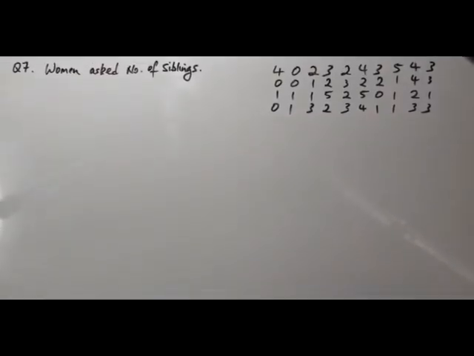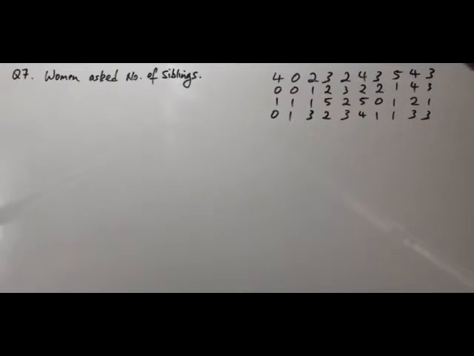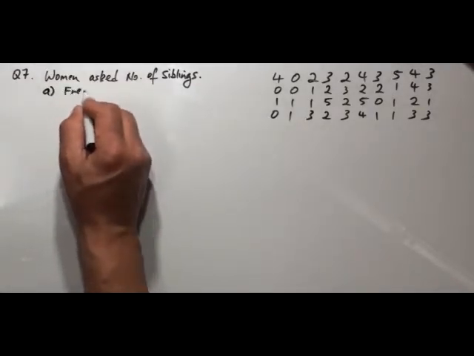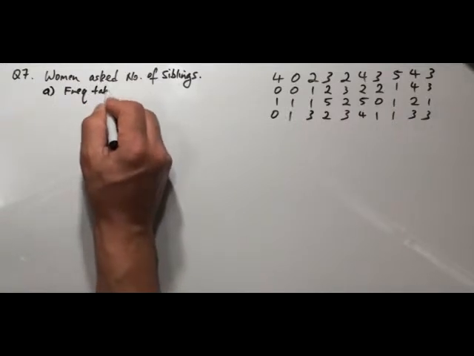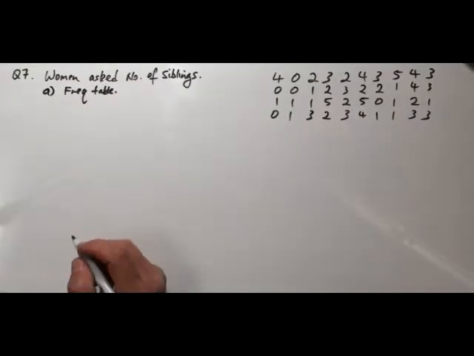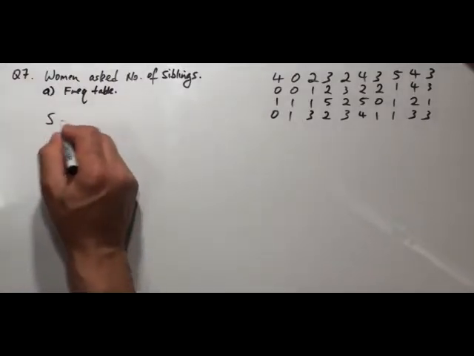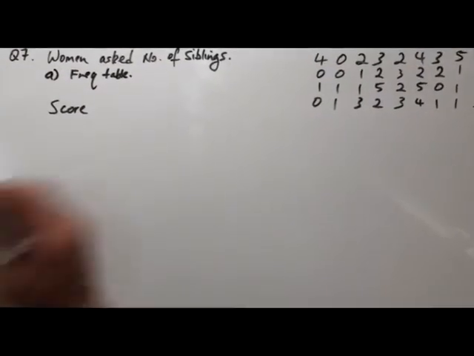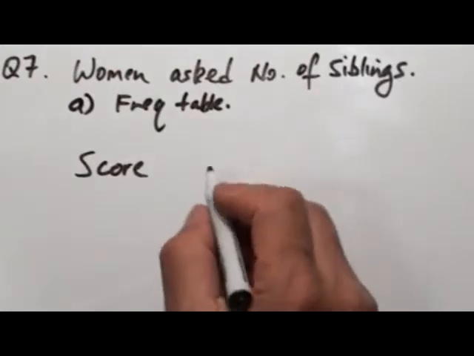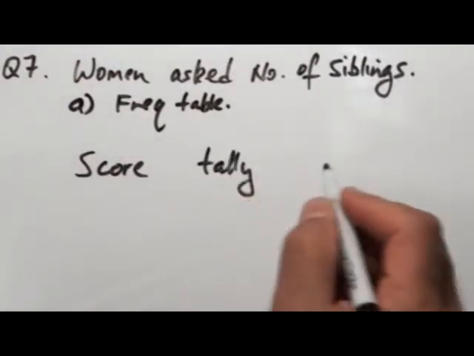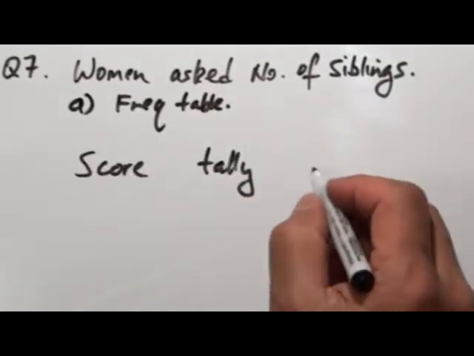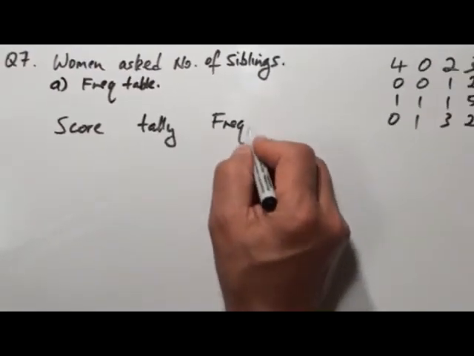Now in this example, we're told that a number of women were asked how many siblings they had. So the first thing we're asked to do is to construct a frequency table. In constructing a frequency table, we need to have a column for the score, and the score in this case is the number of siblings. We need to take a tally of how many women have the number of siblings that we're going to count, and then we convert that to a frequency.